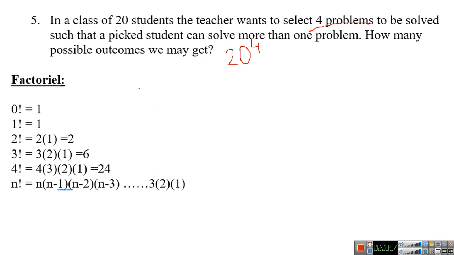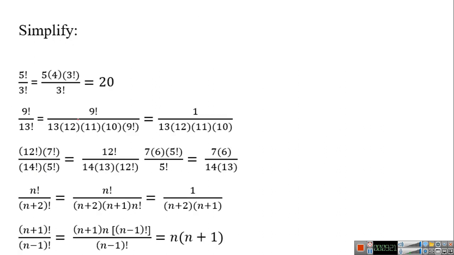Now before I start, I'm going to tell you what factorial is. 0 factorial always is 1, 1 factorial is 1, 2 factorial is 2 times 1, 3 factorial is 3 times 2 times 1, 4 factorial is 4 times 3 times 2 times 1, 5 factorial is 5 times 4 times 3 times 2 times 1. So n factorial is the product of all numbers from n down to 1. Okay? So let us simplify.